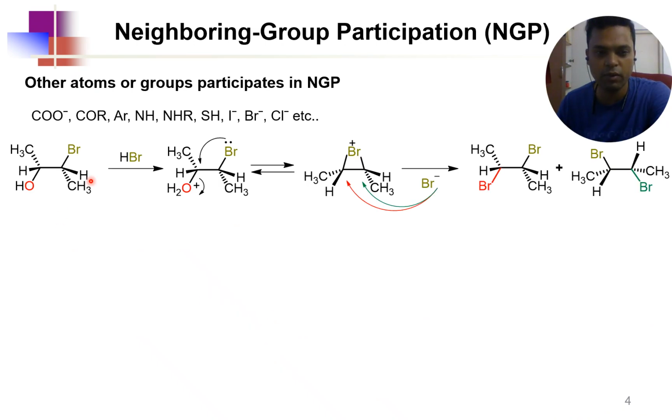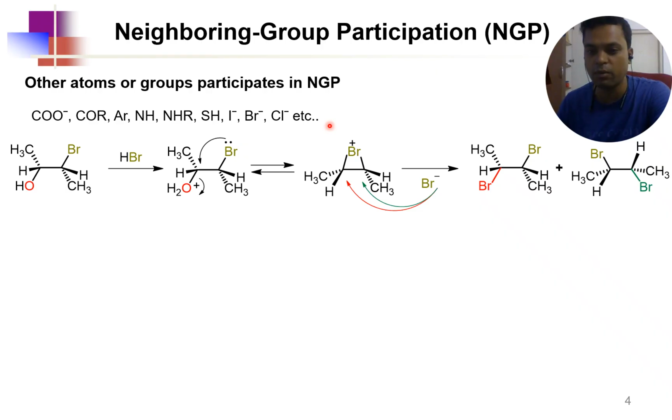For example, if you have this particular compound, I already mentioned that you could have a heteroatom, or a carboxyl. I just explained in the previous slide. Not carboxyl, it was particularly your ester. Now this is a ketone. You can have an acetate, any aromatic ring, an NH, NHR. Sulfur is very well known, iodine, bromine, chlorine.